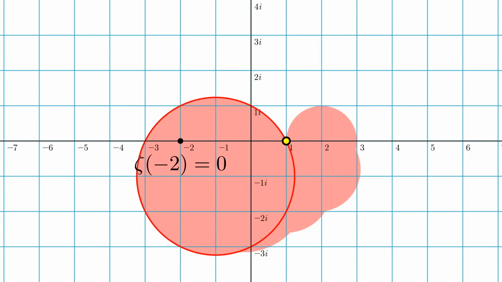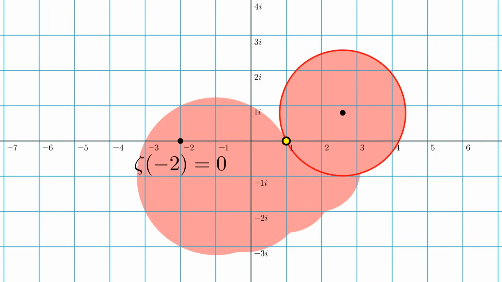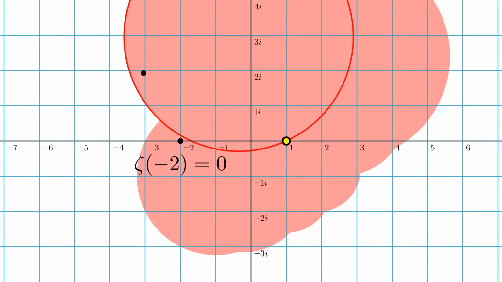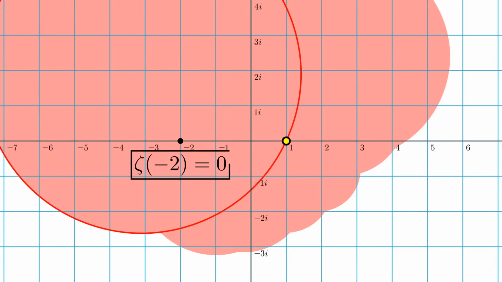One thing that's underlying all of this is the fact that even though nominally you're making choices about where to start, where to take the Taylor series and extend, no matter how you do it, you'll actually always get the same value when you get over here to minus 2. Namely, you'll always get that zeta of minus 2 is 0.